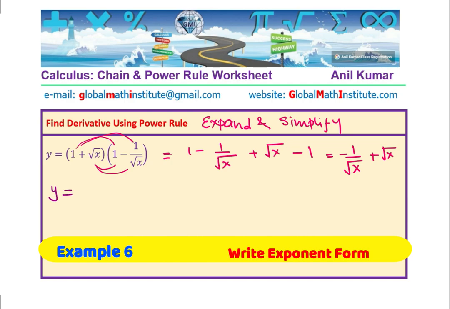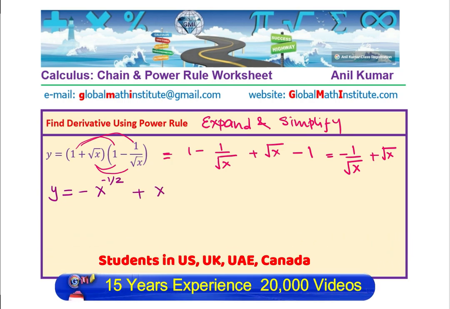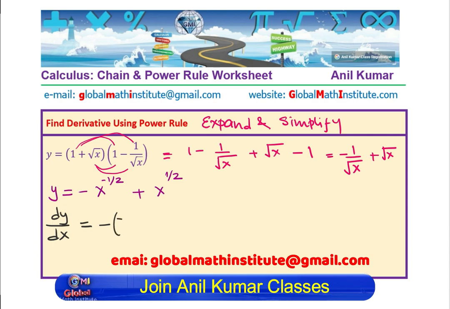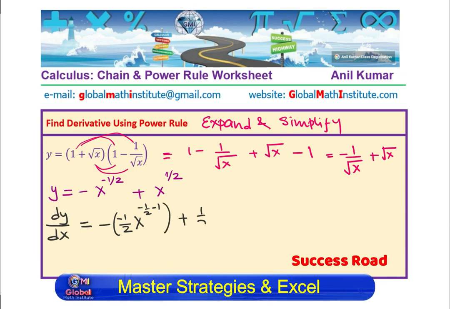So it becomes y equals to minus x to the power of minus half plus x to the power of half, correct? So now the derivative is what? Let's write down the derivative. dy dx is equal to minus, and then we have minus half times x to the power of minus half minus 1, right? Let me write minus half minus 1, correct? Plus half times x to the power of half minus 1, correct?